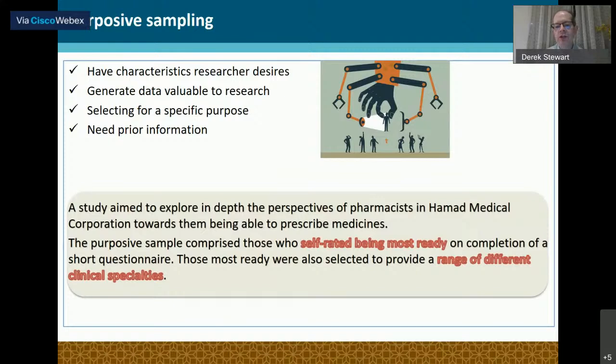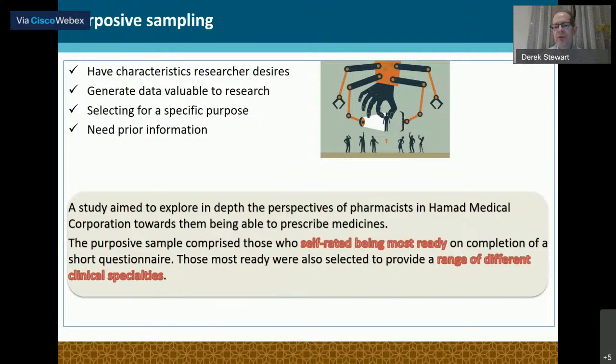So what we did in the qualitative part that we're doing just now is sample those who are most ready, who are self-rating as those being most ready to undertake prescribing, because they're going to give us the most valuable information about exploring pharmacist prescribing. If we look at people who filled in the questionnaire and said, I've never ever thought about this, then for us to get more depth on that is not really going to be useful to the research aim.